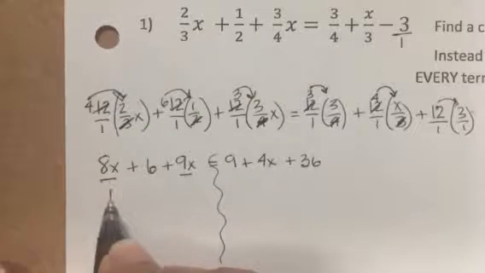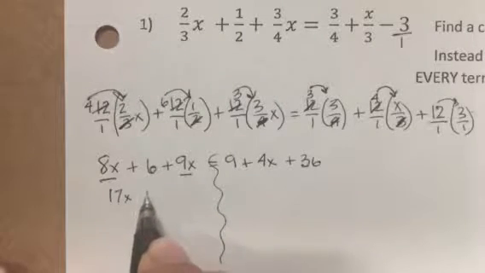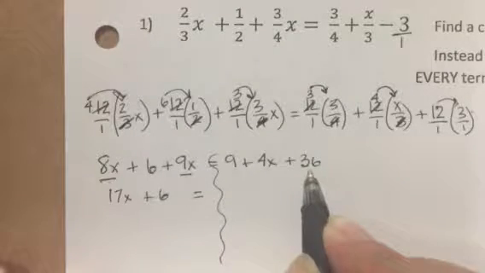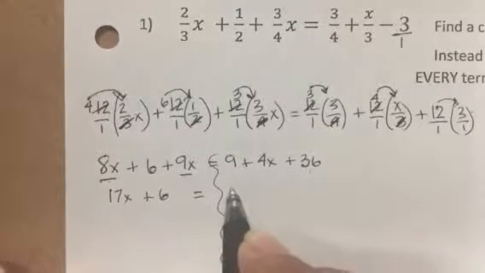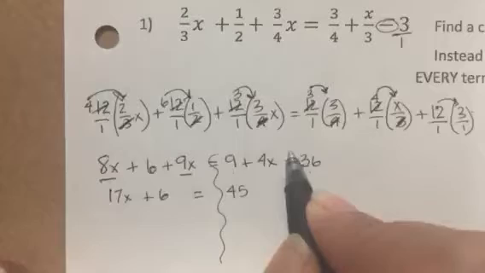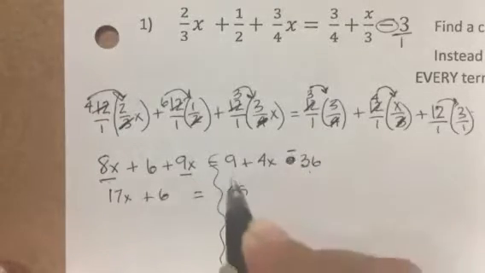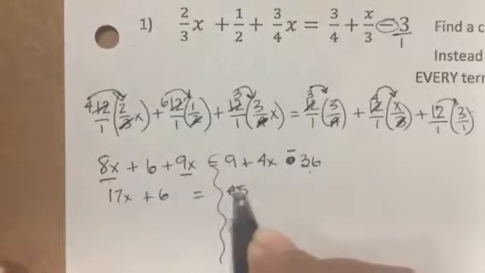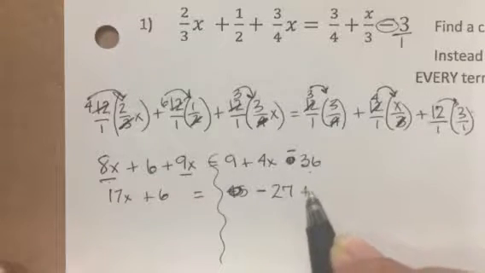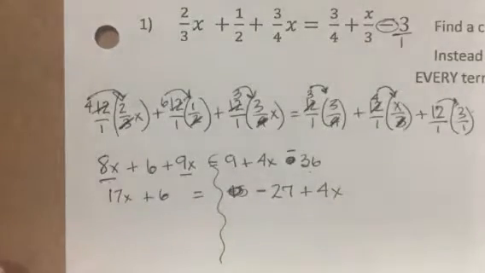8 plus 9 is 17. So I have 17x plus 6 equals 9 and 36 are 45. Oh, that's a negative 36. Look at that. Negative 36. So negative 36 and 45 is negative 27 plus 4x. Good thing we caught that. So negative 27 plus 4x.